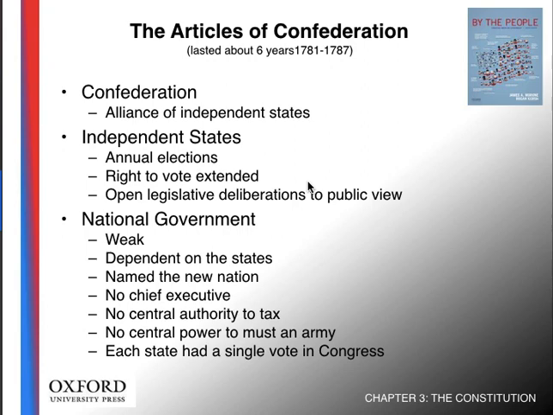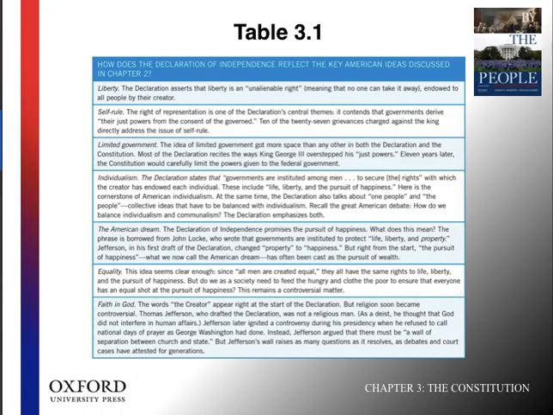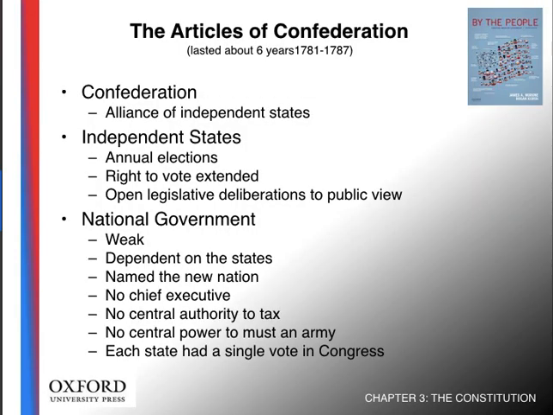So that was the Declaration of Independence. Shortly after the Declaration of Independence, the colonies decided to get together and make an alliance of their independent states and make their first attempt at a constitution, which was called the Articles of Confederation. It didn't last very long, about 6 years.